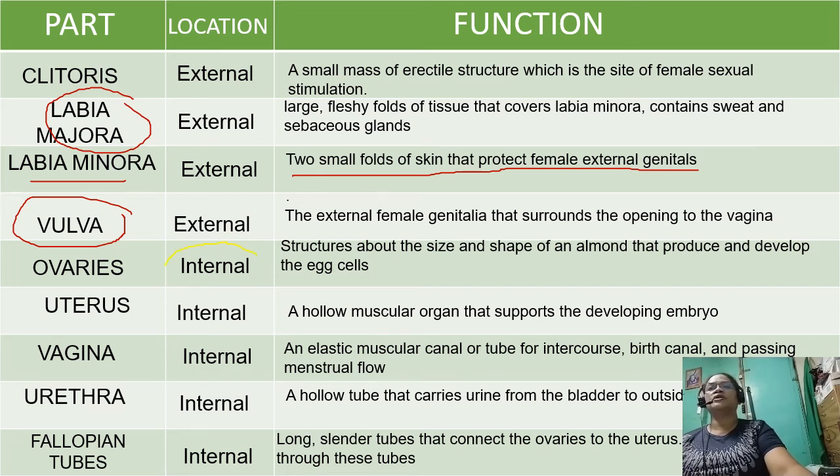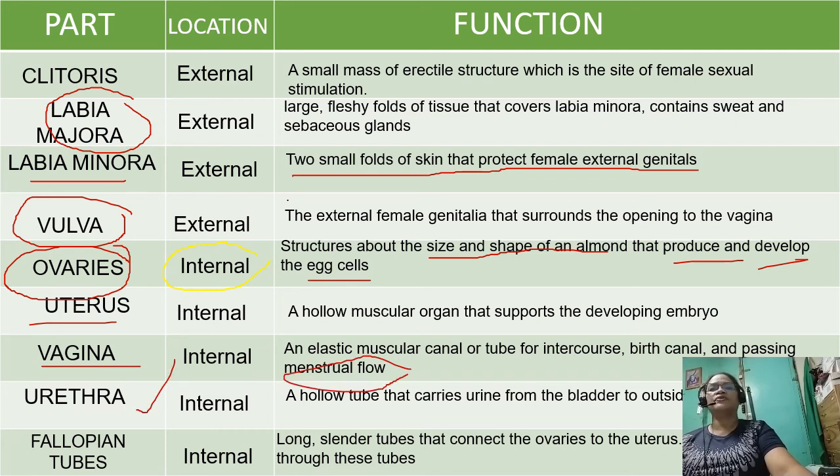Then we move to the internal structures, and the first one is the ovaries. These are structures about the size and shape of an almond that develop the egg cells. Next is the uterus. This is a hollow muscular organ that supports the developing embryo. Next is the vagina. This is an elastic muscular canal or tube for intercourse, birth canal, and passing menstrual flow.